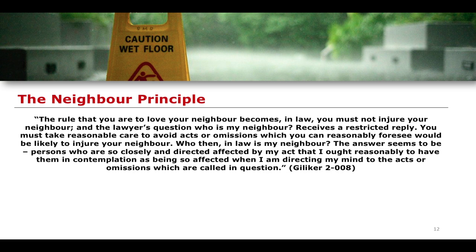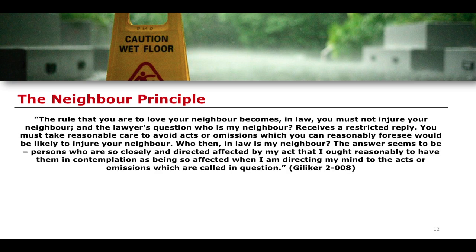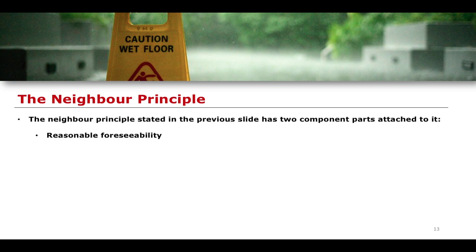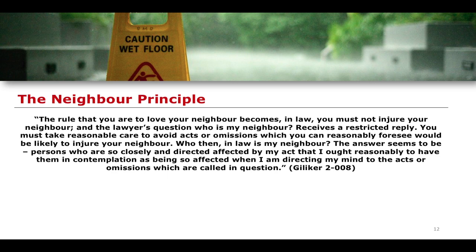This is the neighbor principle. And what does it tell us? Well, it states that there are two component parts to the idea of the neighbor principle. We'll get to them in a second, because in the passage at least, these are the idea of reasonable foreseeability and proximity. And you can see this in the passage, okay? So the first part, reasonable foreseeability, we can see as we go on to line three. You must take reasonable care to avoid acts or omissions which you can, quote, reasonably foresee would be likely to injure your neighbor. Okay, so that is assuming that we know who the neighbor is. There is this principle of reasonable foreseeability that you have to take into consideration.